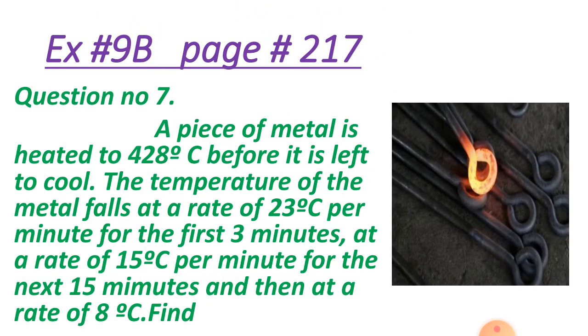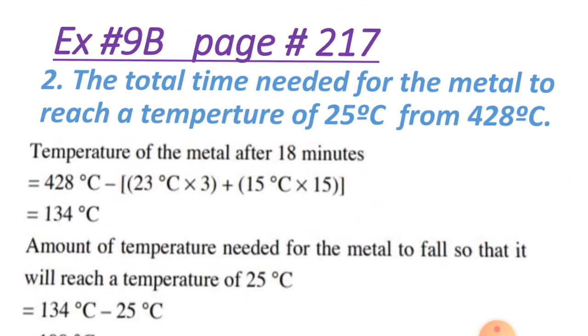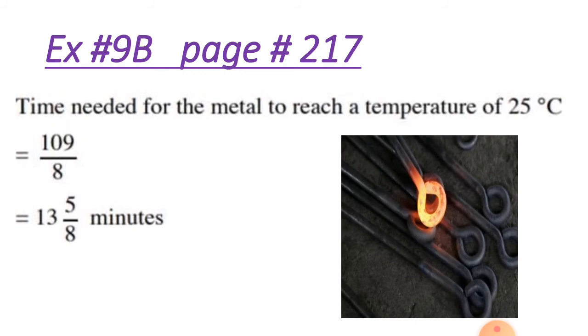Now we have found 109. We are going to divide by 8 because we have to find the time needed for the metal to reach the temperature of 25 degrees centigrade. So for that, 109 divided by 8. When you calculate these both numbers, you will get it in decimal points, and you can also write your answer as a mixed fraction. So 13 and 5 over 8 minutes.